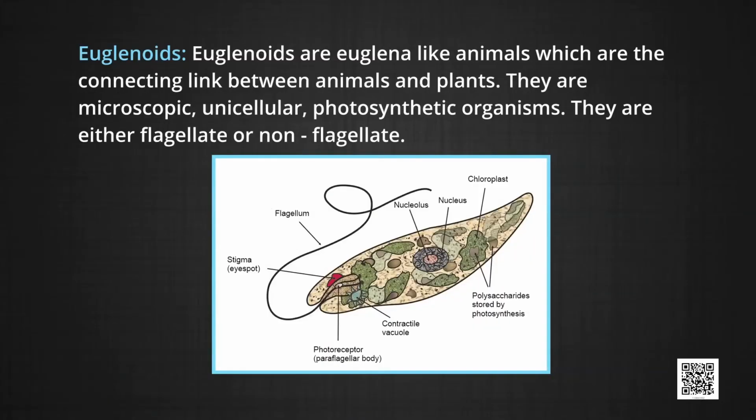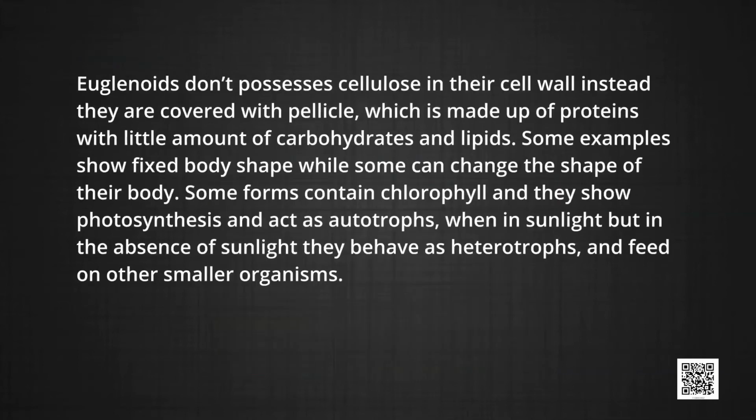Euglenoids. Euglenoids are Euglena-like organisms which are the connecting link between plants and animals. They are microscopic, unicellular, photosynthetic organisms. They are either flagellate or non-flagellate. Euglenoids don't possess cellulose in their cell wall. Instead, they are covered with a pellicle, which is made up of protein with a little amount of carbohydrates and lipids.